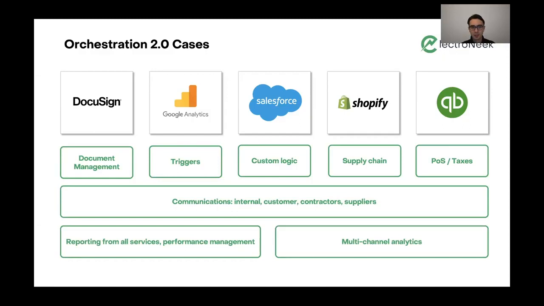RPA and SaaS automation can fully solve this problem depending on the goals clients have and what they want to understand. Building any dashboard with multi-channel analytics is a no-brainer using a combination of RPA and SaaS tools. So that's where we go to.